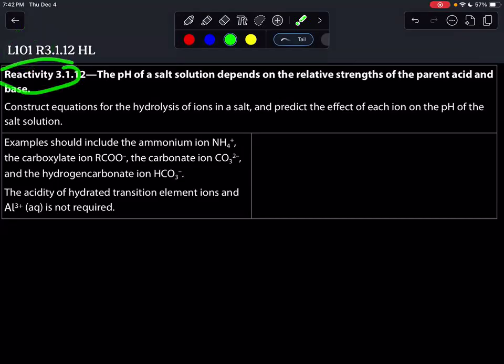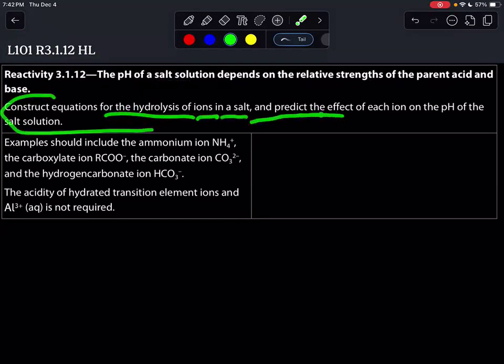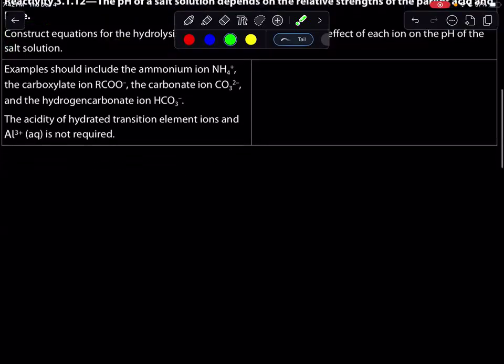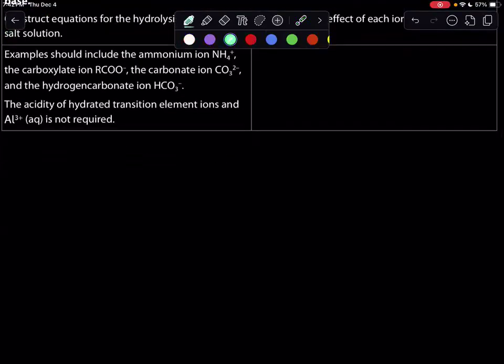Today we're doing reactivity 3.1.2. It's an HL topic. We're going to talk about how the pH of a salt solution depends on the relative strengths of the parent acid and parent base. We'll be able to construct equations for the hydrolysis of ions in a salt and predict the effect of each ion on the pH of the solution. So, with that said, let's go right into it.